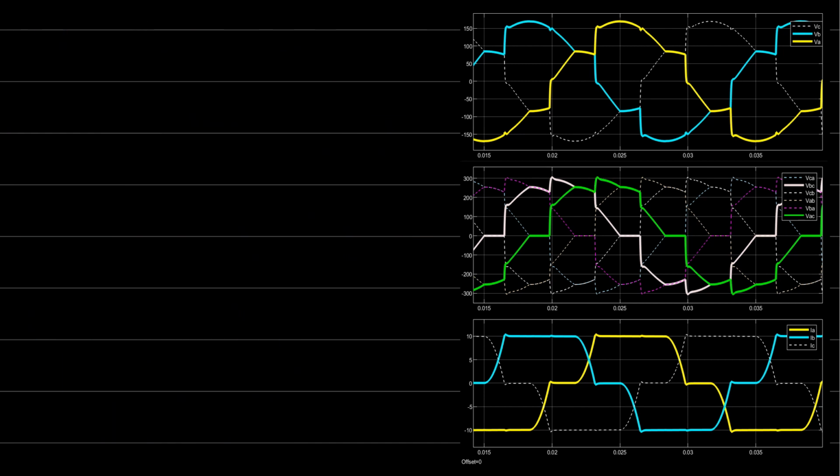Now what happens at the commutation here? If you look at the phase voltage here, you will find that at this point the phase voltage VB is equal to the phase voltage VA. And during the commutation you will find that these two voltages are sharing the same value, which is VA plus VB over 2, during the commutation only. So the value of VA here is VA plus VB over 2.